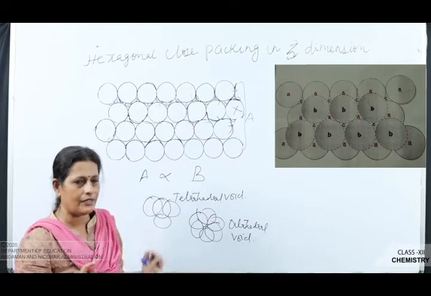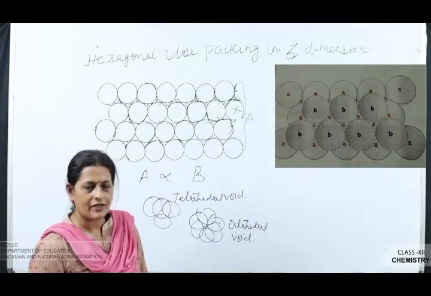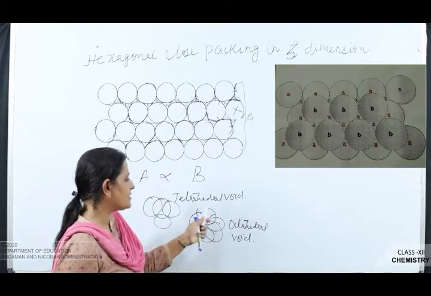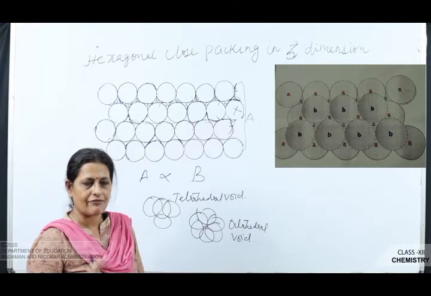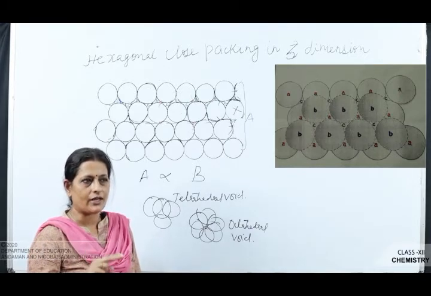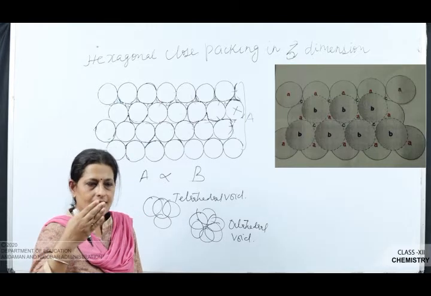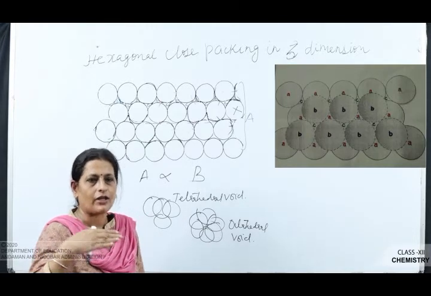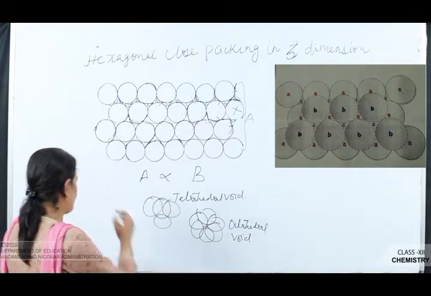See the figure properly. After arranging the second layer, that is the B, which is not identical to A, we are getting two different types of voids, tetrahedral void and octahedral void. So the figure is clear to you. See carefully the figure. 3 spheres at the bottom and 1 sphere at the top gives you what? Tetrahedral void, and 6 touching spheres, that is 3 at the bottom and 3 at the top, gives you what? Octahedral void.